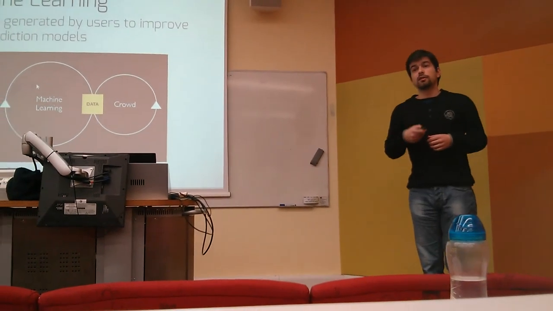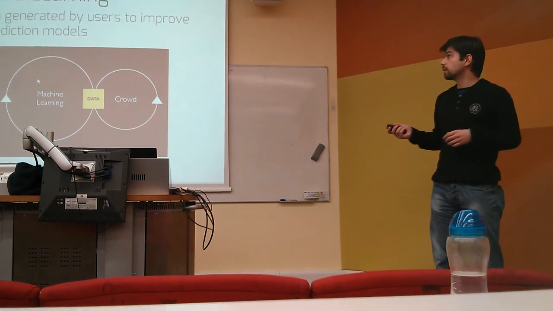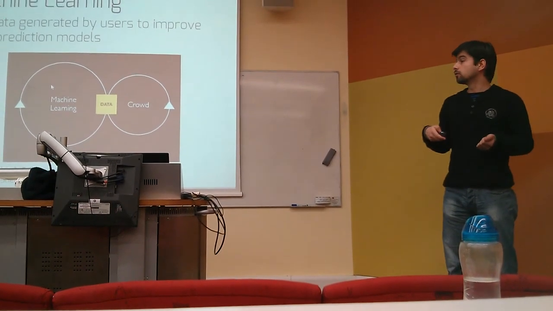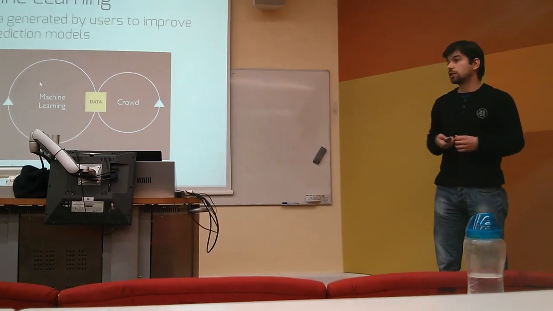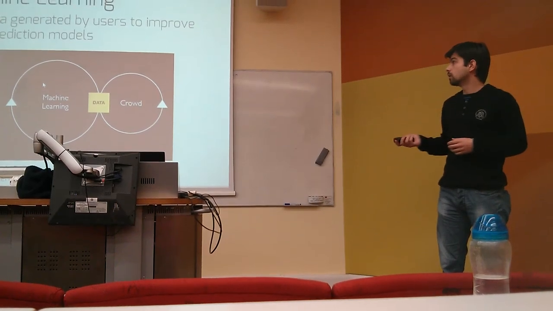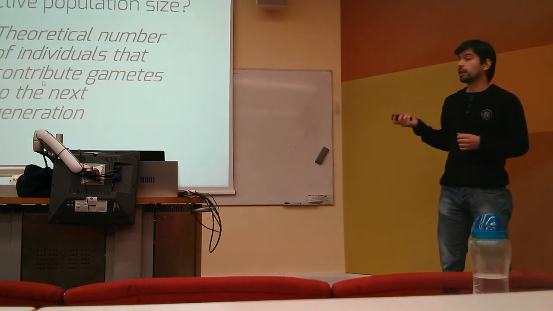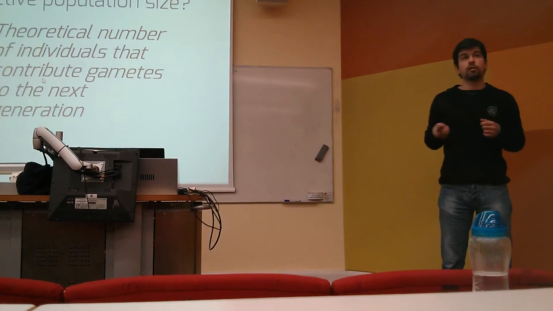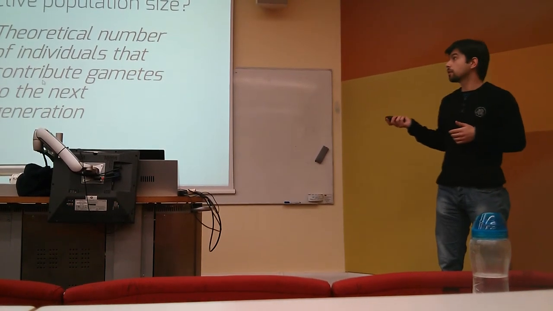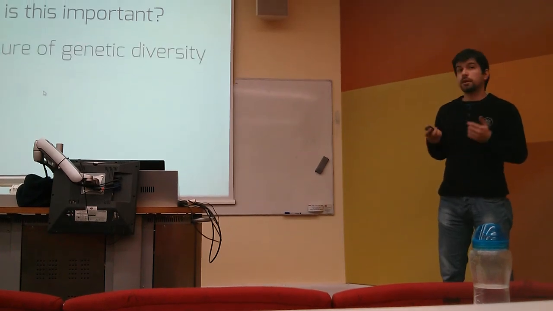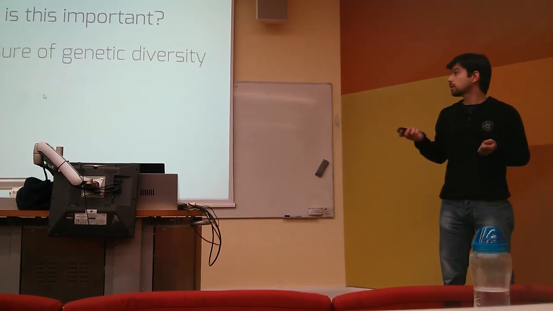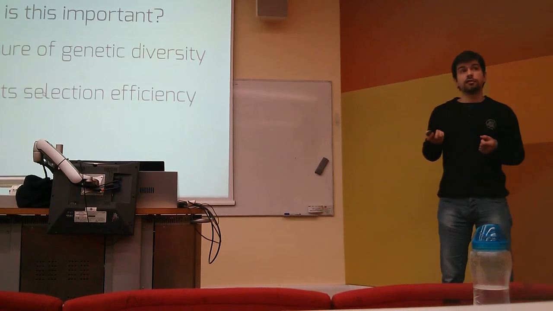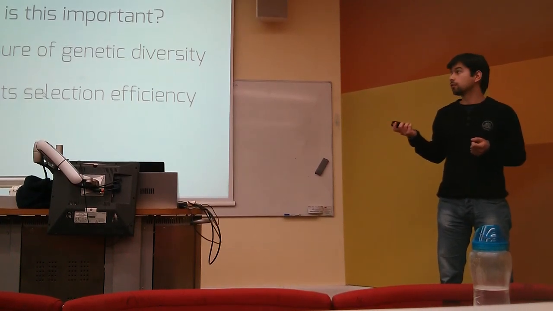A secondary objective, once we have everything working, will be to use the data generated by the users to feed back into the gene prediction algorithms, through machine learning, to improve them and get better gene predictions without using human beings. The other project I'm working on is related to the effective population size, which is the theoretical number of individuals that contribute gametes to the next generation. And this is important because it's a measure of genetic diversity, so it can be used, for example, for conservation purposes. And it affects the selection efficiency, so it's important to understand it for evolution.